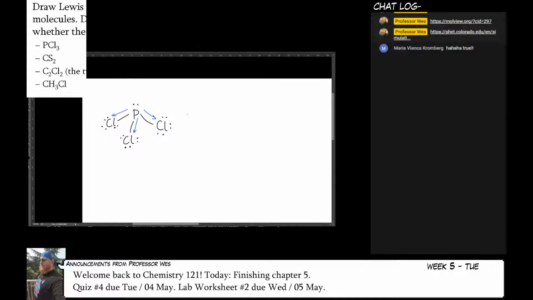You could draw these all sort of connected to each other if you want to, and the end result that you get is something like that. So that means that the bottom side of the molecule is delta minus, and the top side is delta plus. So we would conclude that this is polar.